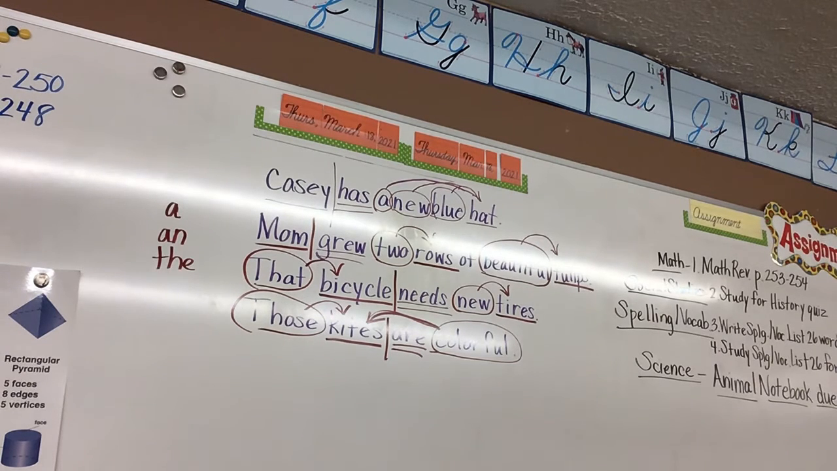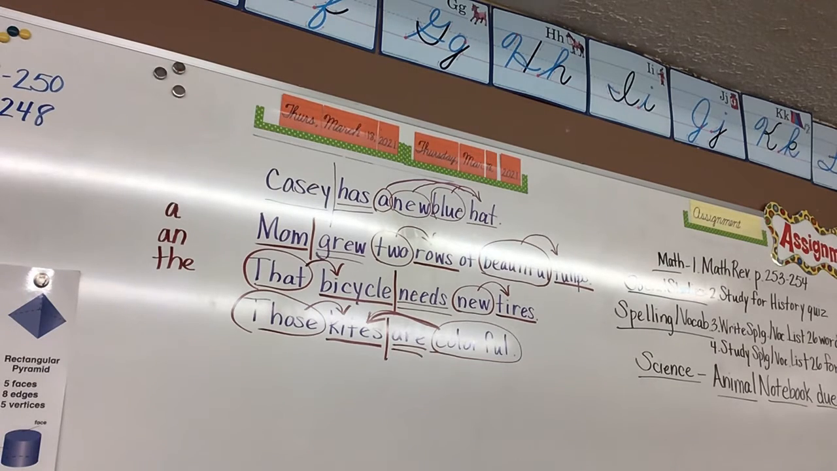Okay, let's talk about it later. It's a predicate adjective if it's an adjective. It's like, those kites are colorful, that's a predicate adjective. Okay. Because it is an adjective describing kites. Let's go on to the next one, please.